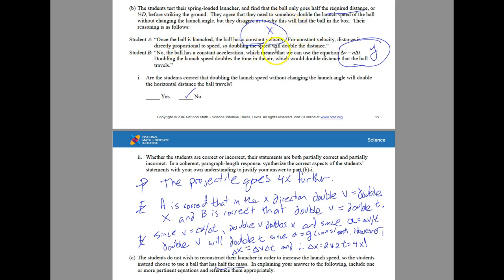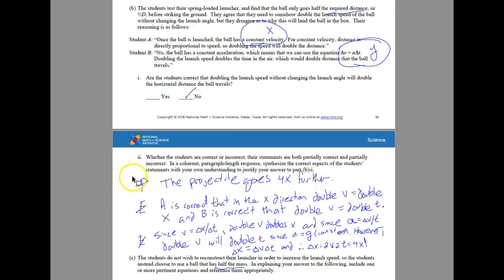One person thinks about it in the x direction, says if it has a constant velocity, then the distance is proportional to speed, so if you double the speed, you double the distance. The other one says, well, but think about delta v is equal to a delta t, and if you can double the time, then that will double the speed. So if you double the launch speed, it doubles the time in the air, and that will double the distance. Well, are they correct that doubling launch speed without changing the launch angle will double the horizontal distance? And no, they are not correct. The projectile actually goes 4 times further.